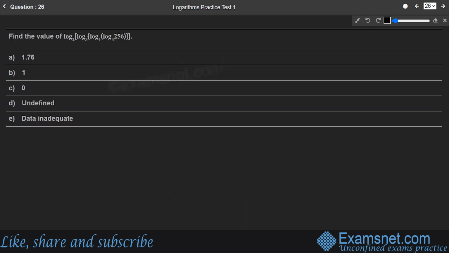Now this is the next question. It says, find the value of log base 2, log base 3, log base 4 of 256. So we can solve this one by one. How can we solve that? We can start solving it from 256.